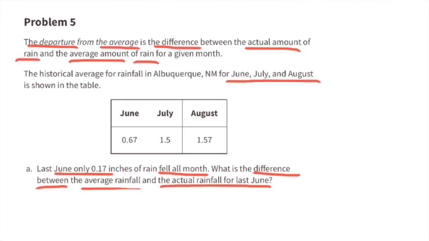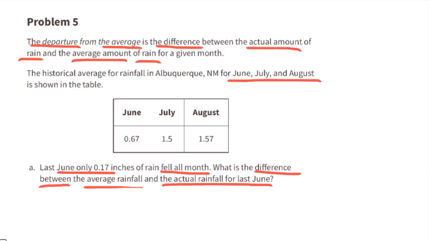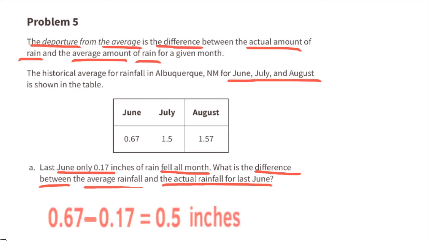Problem number 5. The departure from the average is the difference between the actual amount of rain and the average amount of rain for a given month. The historical average for rainfall in Albuquerque, New Mexico for June, July, and August is shown in the table. A. Last June, only 0.17 inches of rain fell all month. What is the difference between the average rainfall and the actual rainfall for last June? The difference between 0.67 and 0.17 is 0.50 or 0.5 or a half inch.